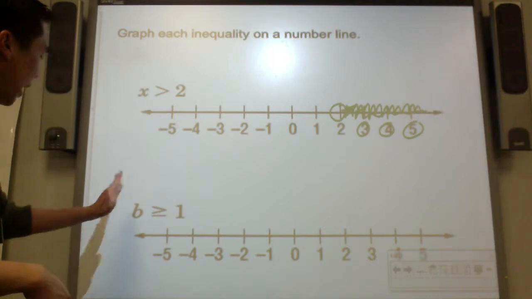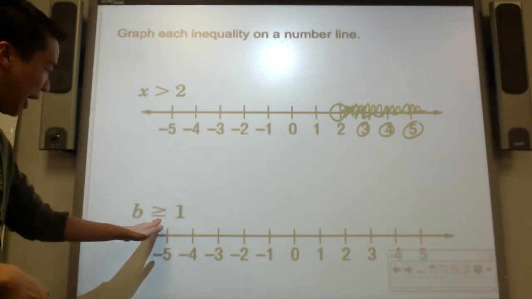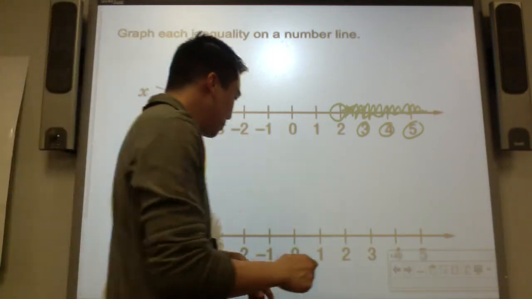Next one. A number is greater than or equal to 1. So find 1.